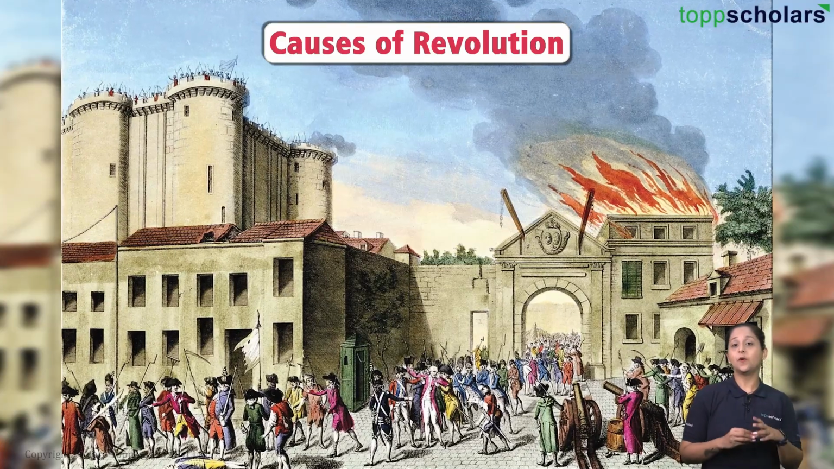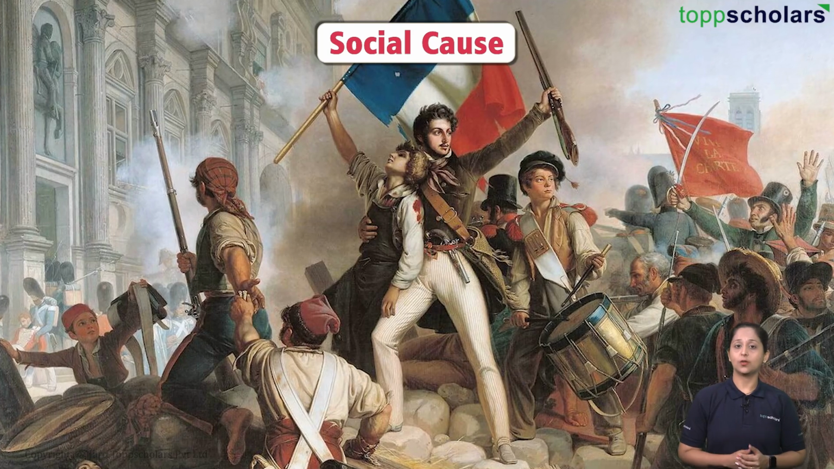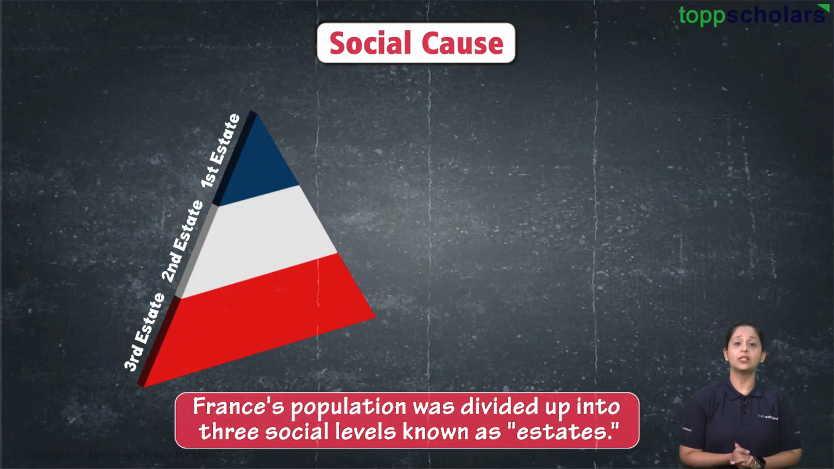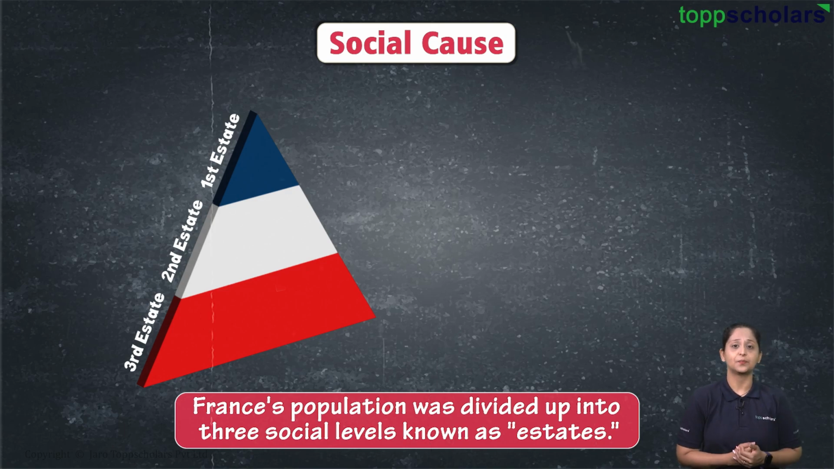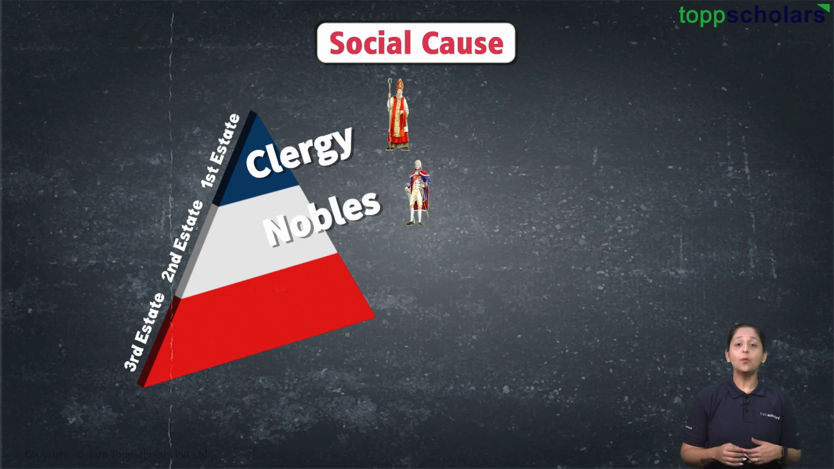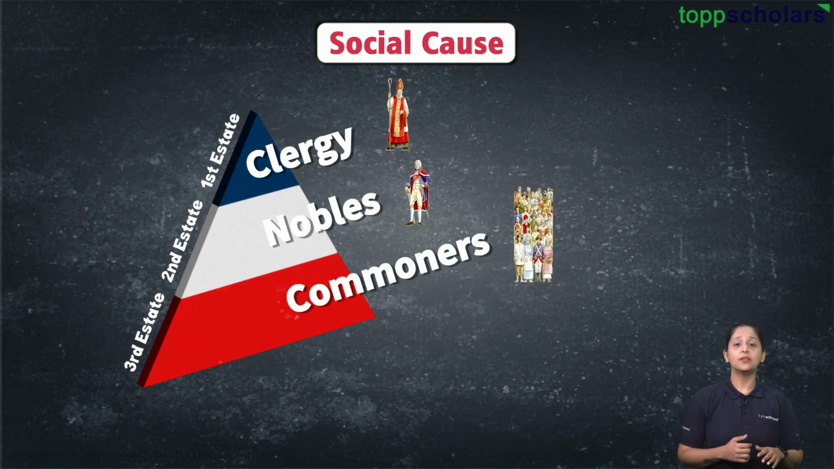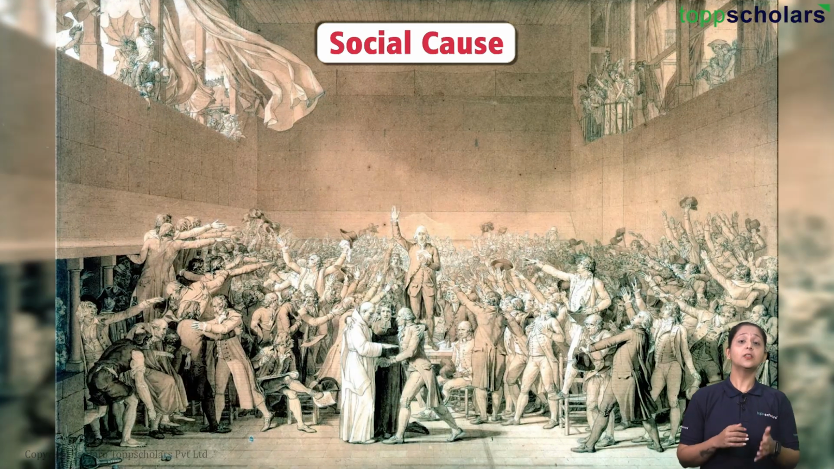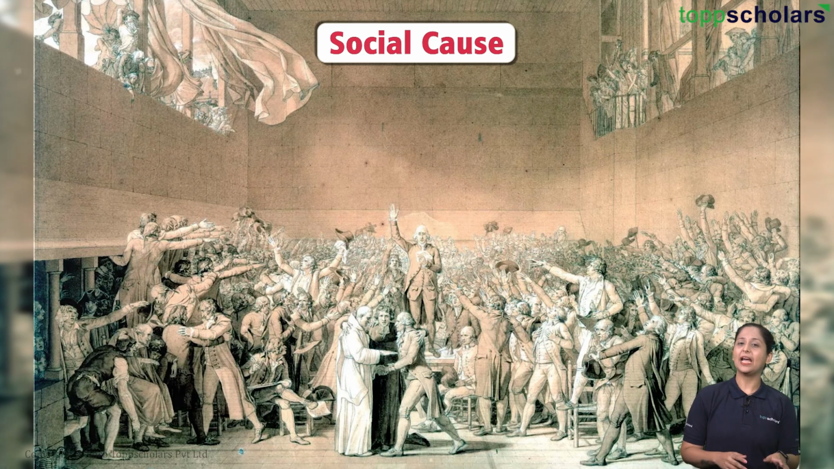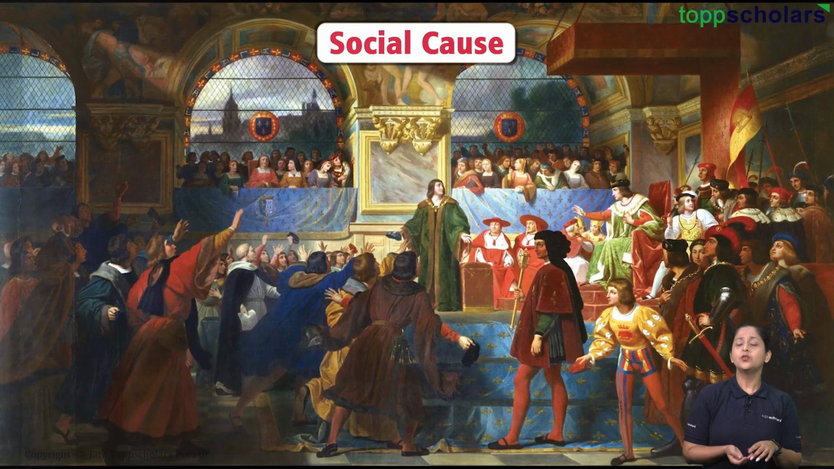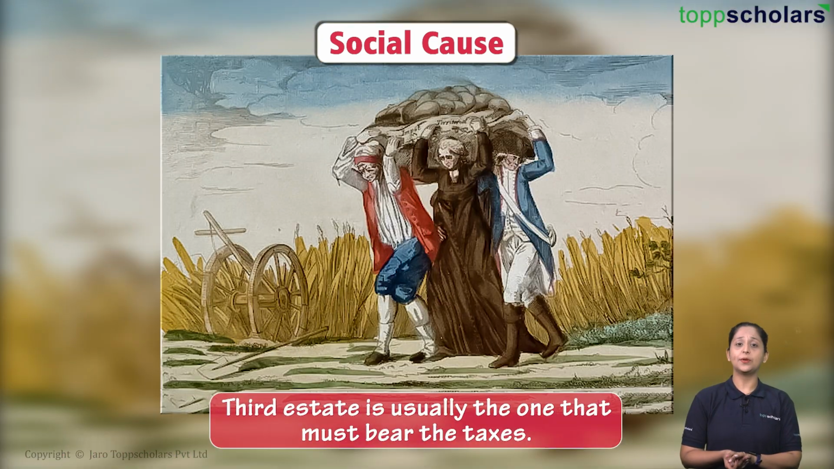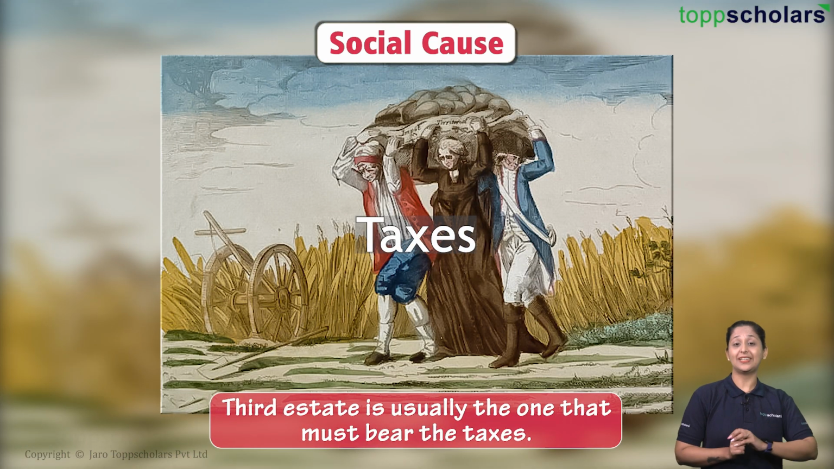Let us know the first cause, the social cause. France's population was divided up into three social levels known as the estates. The clergy were known as the first estate, the nobles as the second, and the commoners as the third estate. The third estate comprised the majority of France. People had very little opportunity to transfer across estates. This estate is usually the one that must bear the taxes.